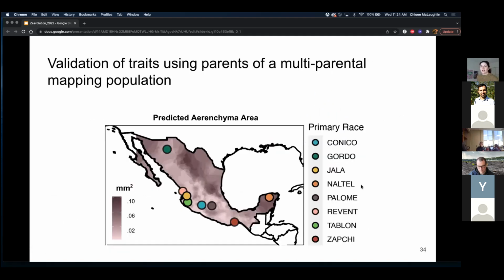And so using these parents, we're going to phenotype them and see if our predictions actually align with what we see in reality when we grow and phenotype these plants. And something that's really exciting about where these parents originate from is, if you'll think back to our sampling with our training data, we didn't have any individuals that were from the Yucatan, but one of our MAGIC founders is from the Yucatan, so we can see if those predictions actually align with what we see when we grow Naltel.